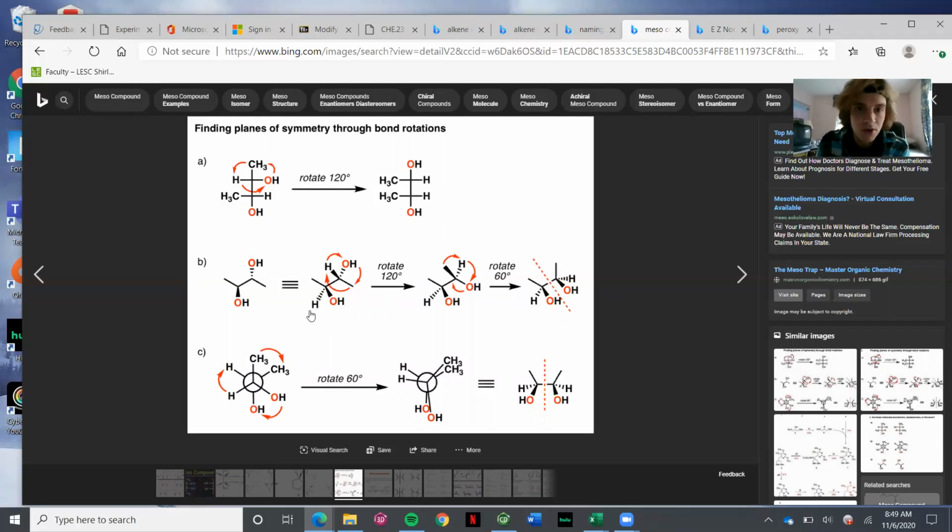Here are some more examples. So one rotation of 120 degrees, another rotation of 60 degrees, you get another meso compound.